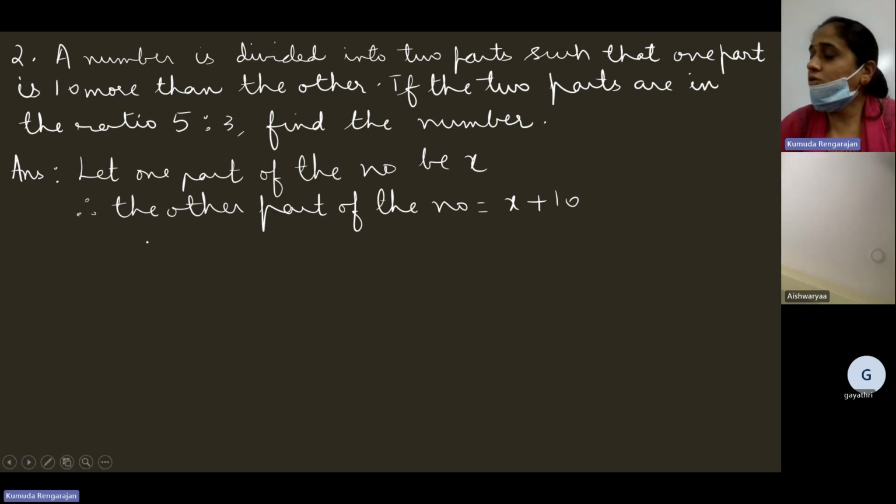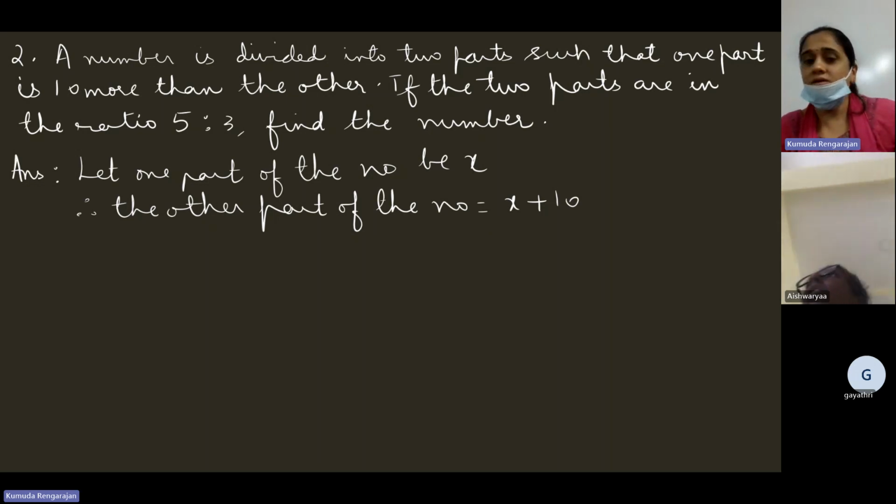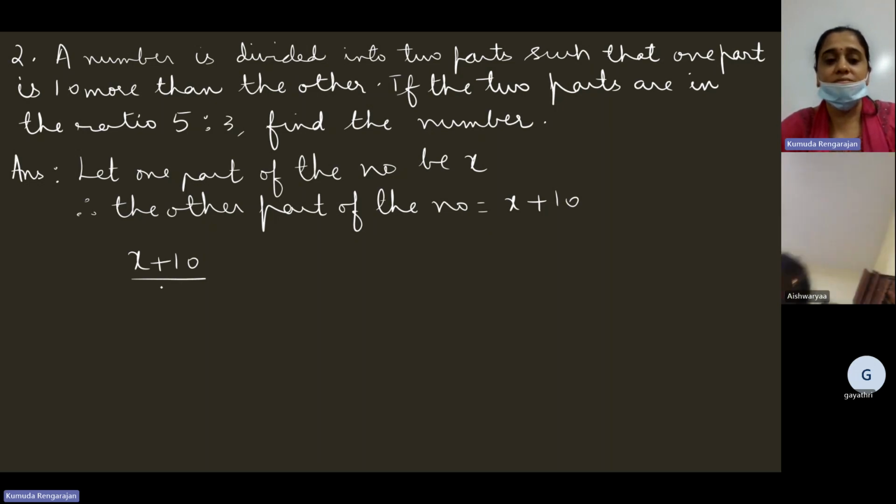So a number is divided into two parts. So if one part is X, the other part is 10 more. So X plus 10. But we need to be careful while constructing the equation. The ratio is 5 is to 3. 5 is more than 3, right? So you should write the greater part by the smaller part. So the equation is X plus 10 by X is equal to 5 by 3.